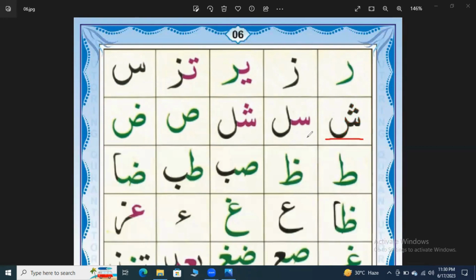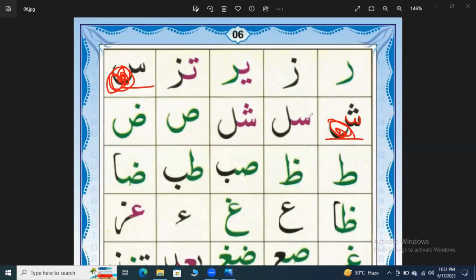Now, remember that whenever seen is joined with another letter, this part is cut from the seen and also from the sheen. This part is cut from the seen and sheen, and you will recognize the seen and sheen by these three teeth and these three dots. You recognize seen by these three teeth, and you will recognize sheen by these three teeth and three dots on it.